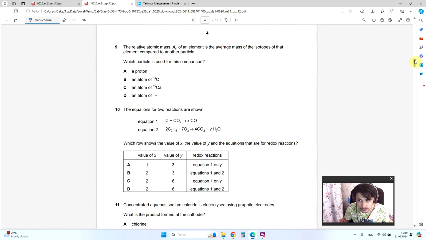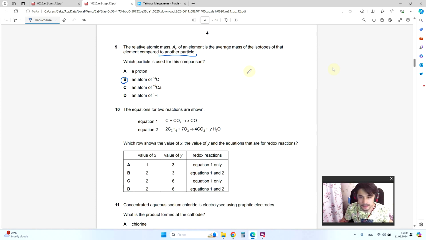and move further. So look at question number 9. Relative atomic mass of an element is the average mass of the isotopes, and so on. So this is just theory. Which particle is used for this comparison? So you need to remember the definition of the term relative atomic mass. So relative atomic mass is the average mass of isotopes compared to 1/12 of carbon-12 isotopes. So you need to choose this one. There is nothing to guess here, you just need to know the correct definition.